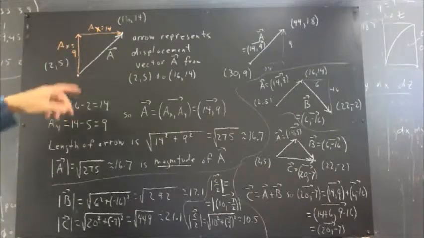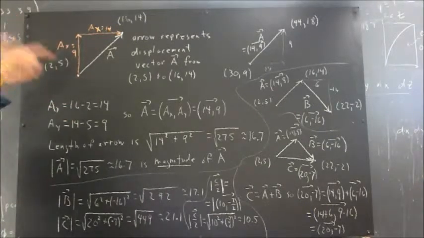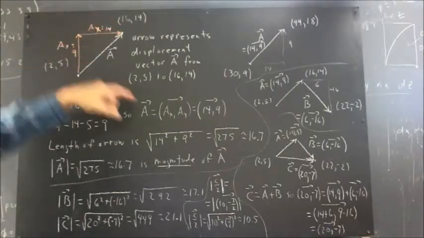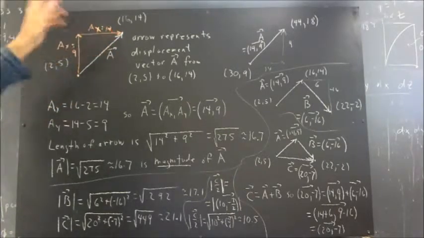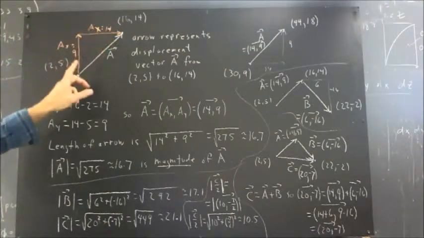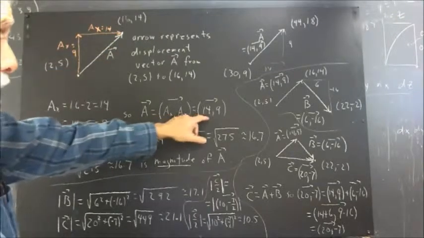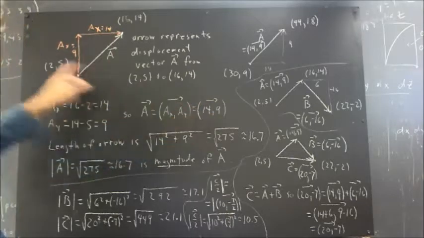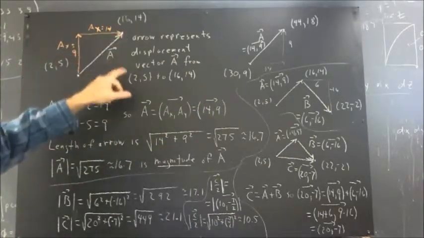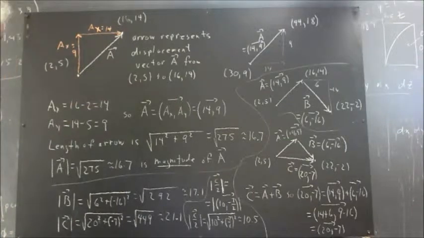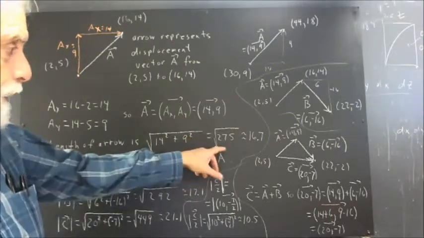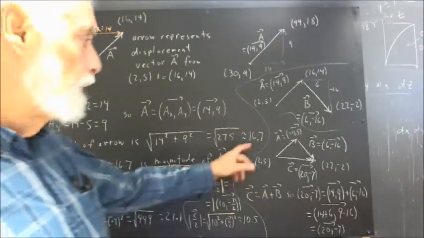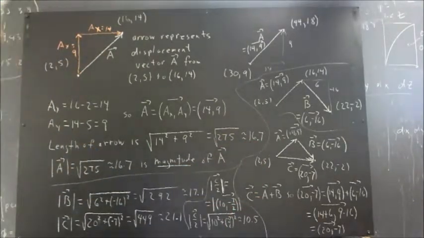Well, the Pythagorean theorem will easily give us the length, and coincidentally, the two displacements we have here, the 14 and the 9, give us the x side of this triangle, or the x leg, and the y leg. Okay, so here we have one leg of the triangle, here we have another. This is a right triangle whose hypotenuse is the arrow representing the vector A. So the length of the arrow by the Pythagorean theorem is just the square root of 14 squared plus 9 squared. And if I did my arithmetic right, that's the square root of 275, which is approximately 16.7.